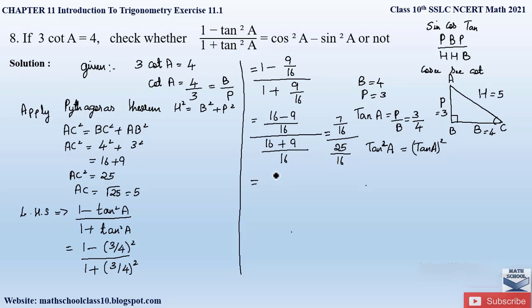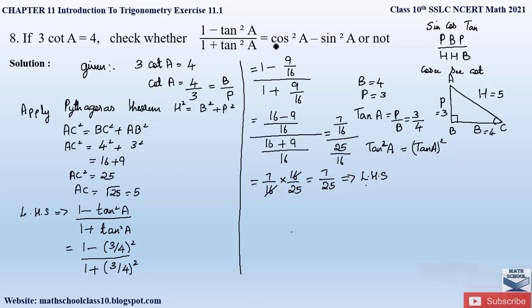So this will be 7 divided by 16. Now we can bring this 25 by 16 to the numerator by taking its reciprocal. So this will become 16 divided by 25. So cancelling 16 and 16, we will be left with 7 divided by 25. So this is what the left hand side part is.